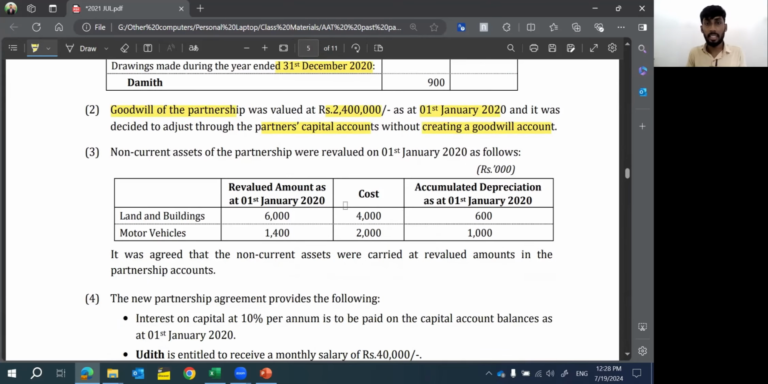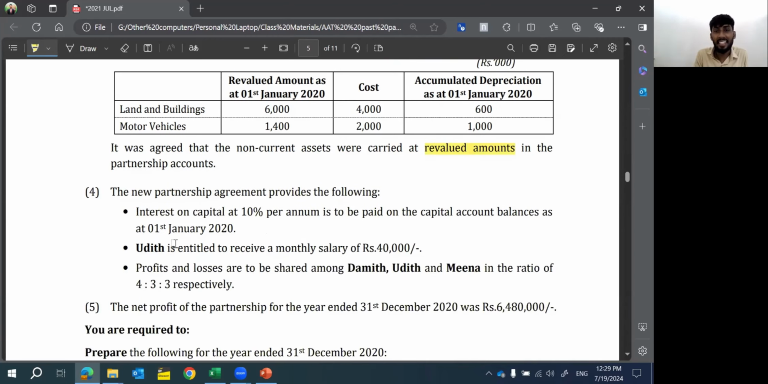So we need to calculate the revaluation gains and losses. Then non-current assets were carried at revalued amount. I told you here, it was agreed that non-current assets were carried at revalued amount in the partnership. In your syllabus, my dear students, we use that assumption in every instance: the non-current assets are carried at the revalued amounts. Then the new partnership agreement details are given.